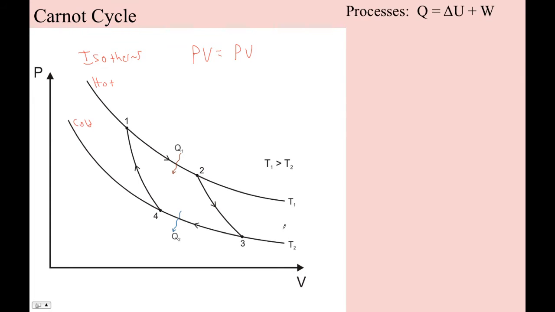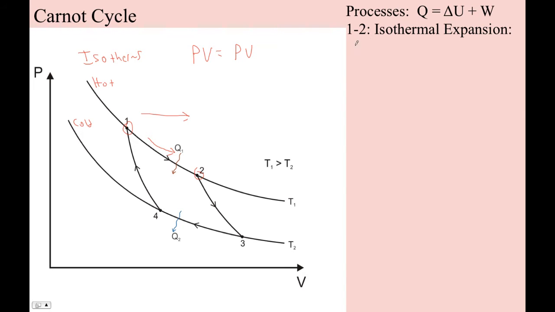Okay, so there are 4 processes. The first one is from 1 to 2, along this path. This is an isothermal expansion. We know it's an expansion because the piston is moving that way, right? Notice that the pressure drops because we're just giving it more room to run around in. Okay. In an isothermal expansion, remember this is a constant temperature. It follows this temperature path. This is the high temperature. Here's the lower temperature, right?